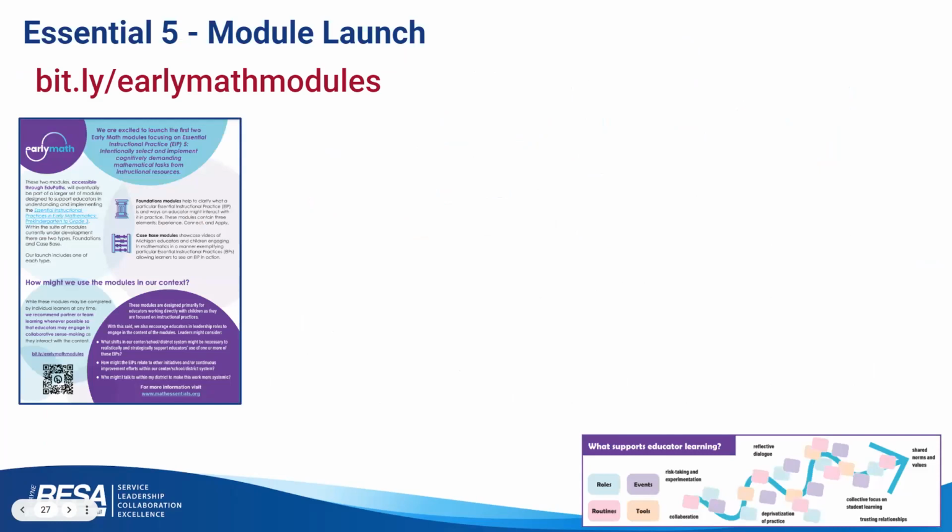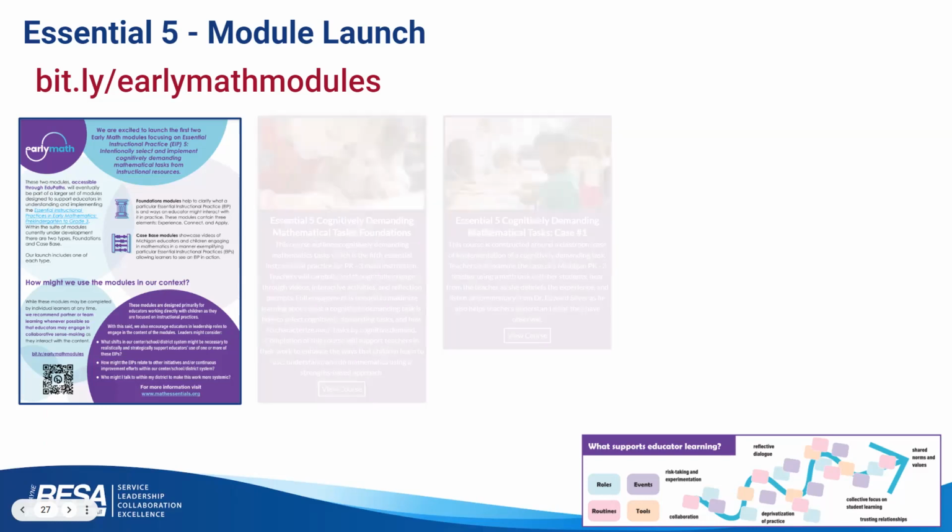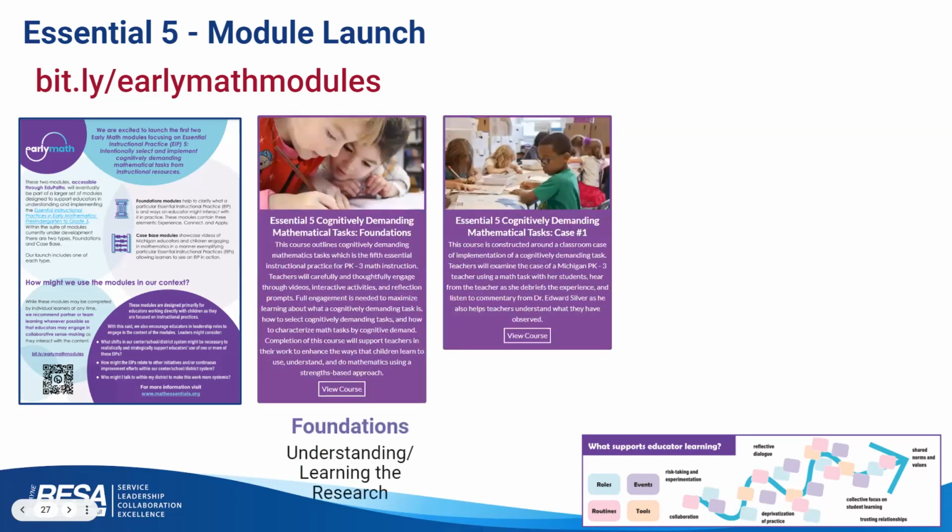Right. So just to start to wrap up, the reason that we did this learning is because there is a module that has been launched for Essential 5. You can find all of the modules as they are added to the state website at the link in red there. Just a little bit to know is that there's typically going to be 2 modules for each launch that happens. So the launch for Essential 5 has a module that is on foundations, understanding and learning the research behind why there's a focus on cognitively demanding tasks.